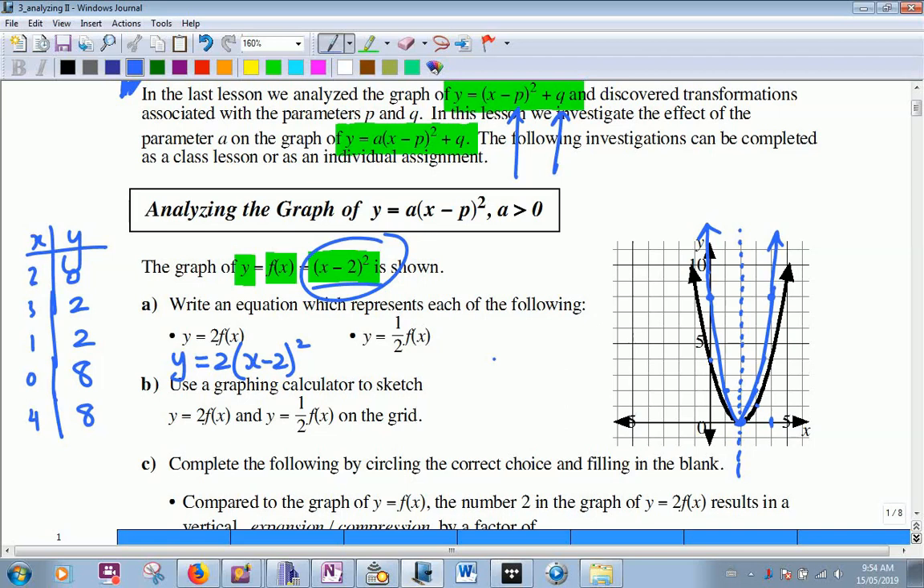Was it a translation? No, because that's the same shape just moved around, right? That's what we used to describe Q, which was up or down, and P, which was left or right. So this is not the same shape, okay? My vertex did not move at all. That was the same point.